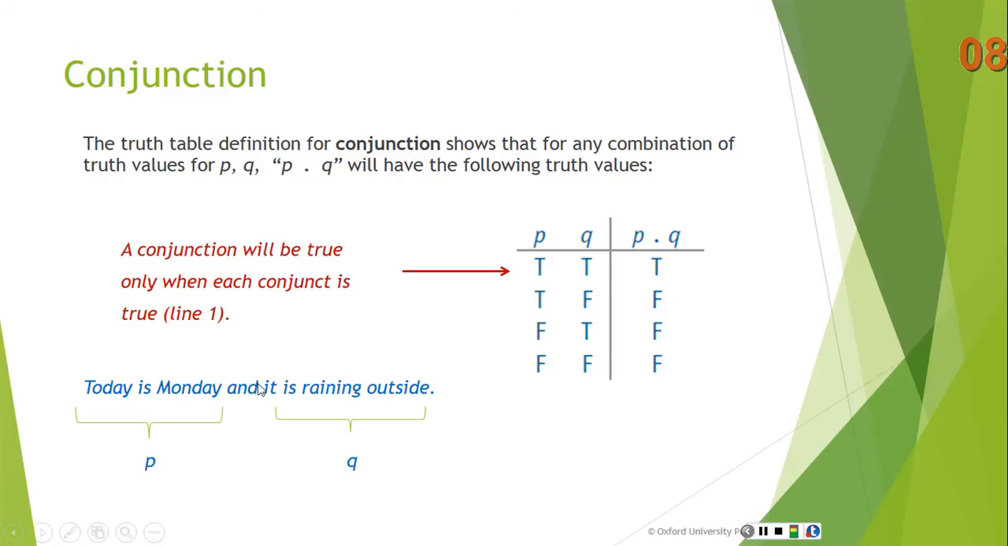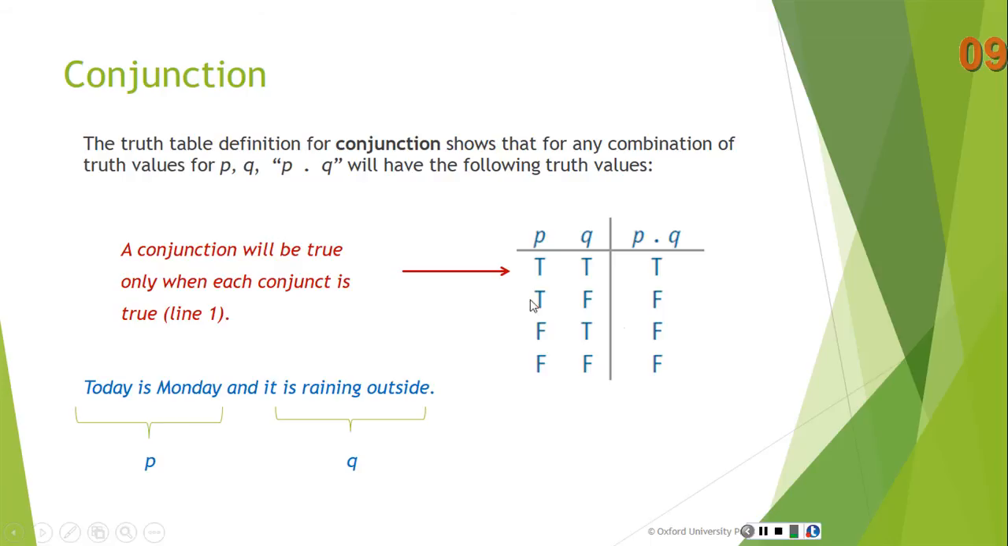Consider this AND statement. Today is Monday and it is raining outside. Suppose that they're both true. It's Monday, here, P, and it's raining outside, Q. Well, doesn't that make the whole statement true? If your friend came up to you and said, hey, it's Monday and it's raining outside, and you're like, yeah, it is Monday, yep, it's raining outside, you would judge that what your friend said was true.